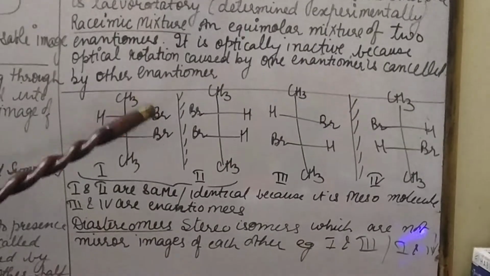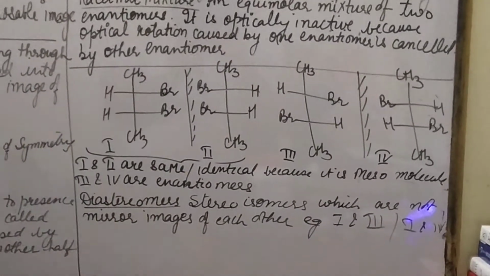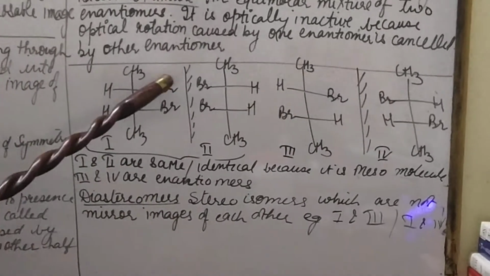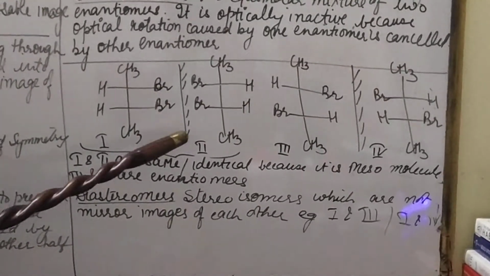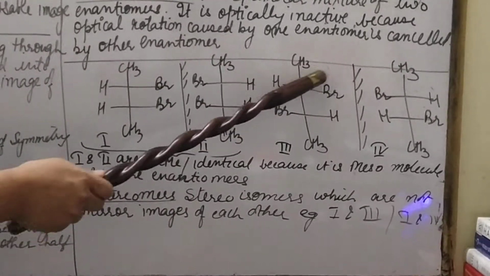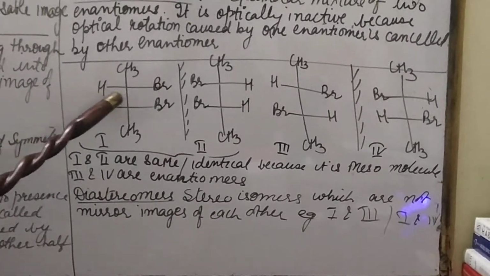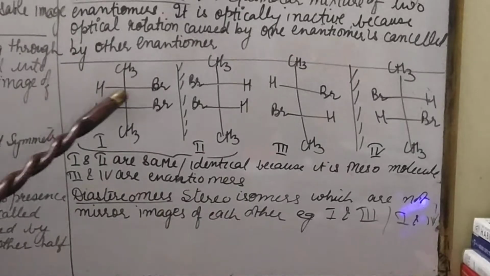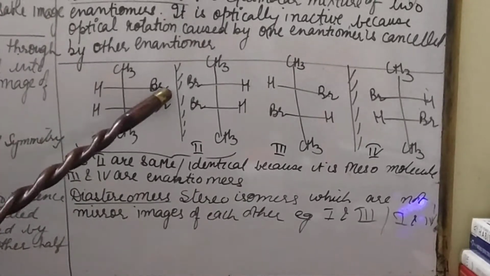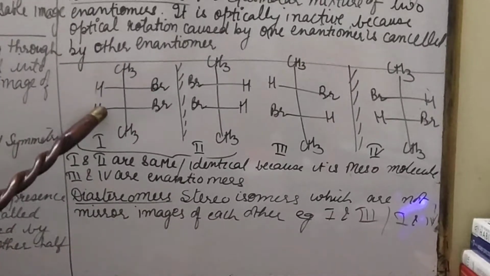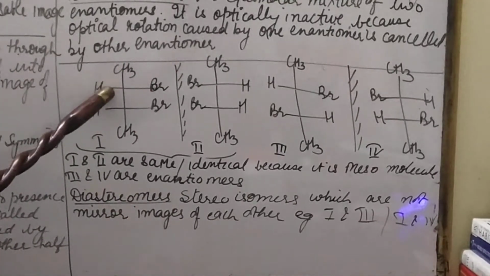So this is 2,3-dibromobutane. In this case, these structures are possible. Both the bromines may lie on same side or on different side, as we can see. When the 2 bromine atoms are on same side, this molecule will have a plane of symmetry. This is a meso compound, as we have discussed earlier. So this would be optically inactive.